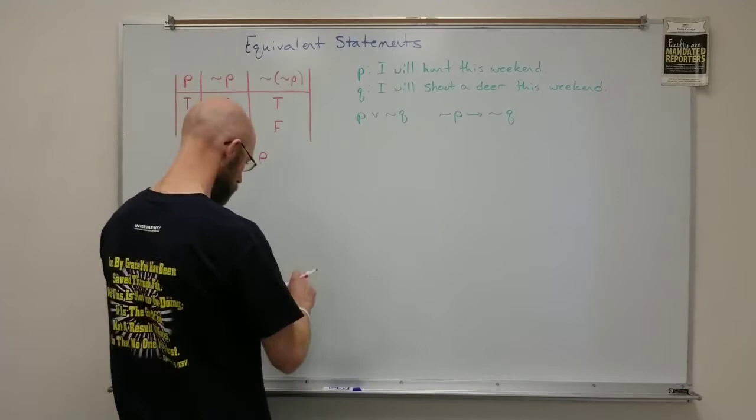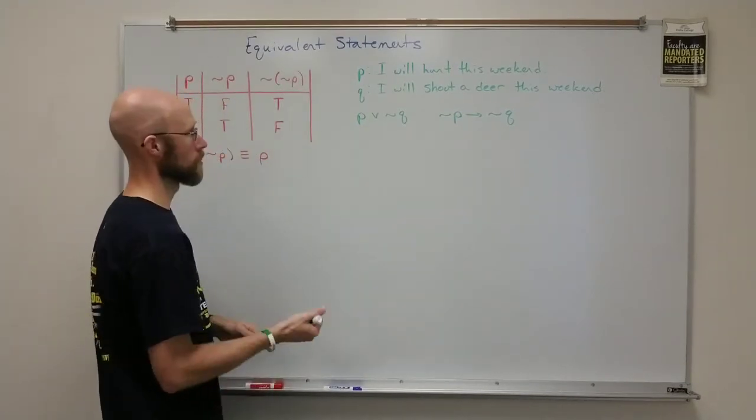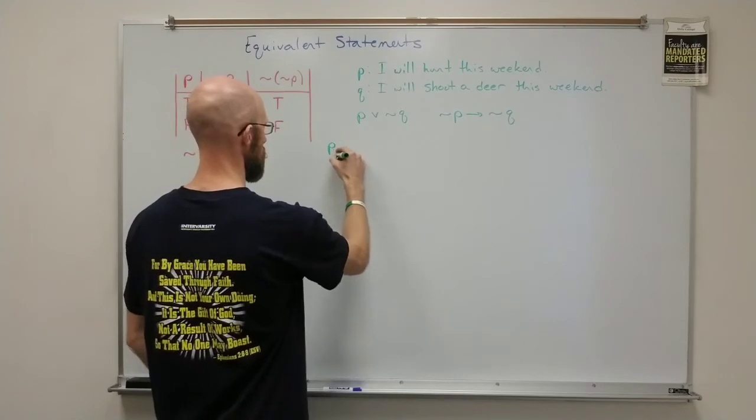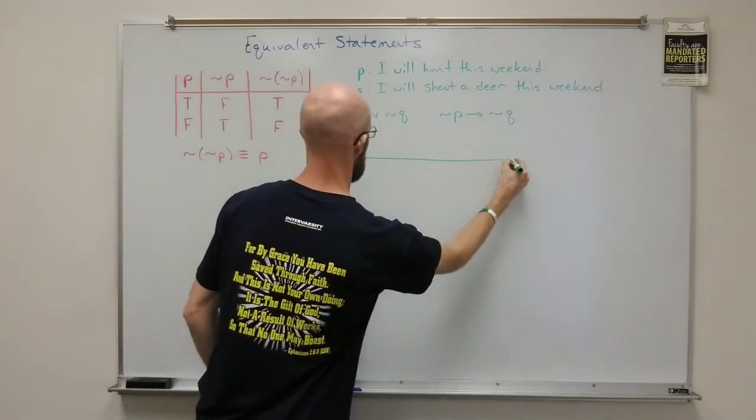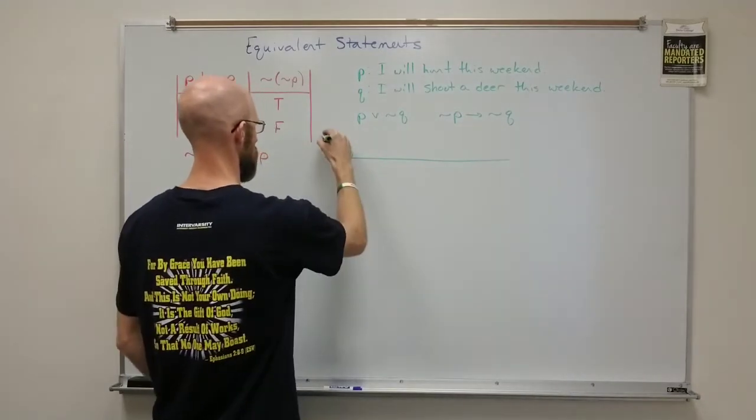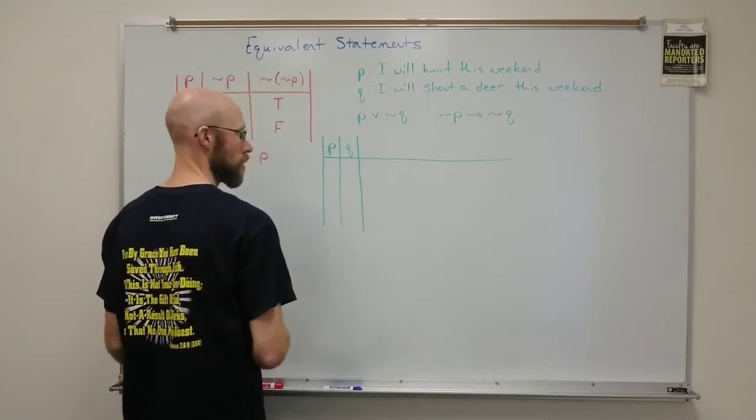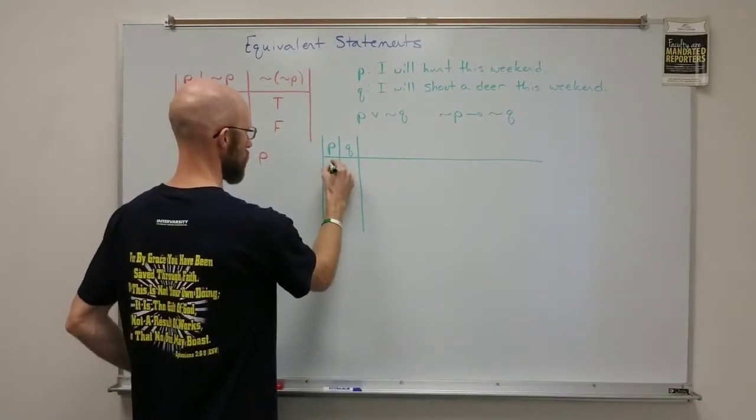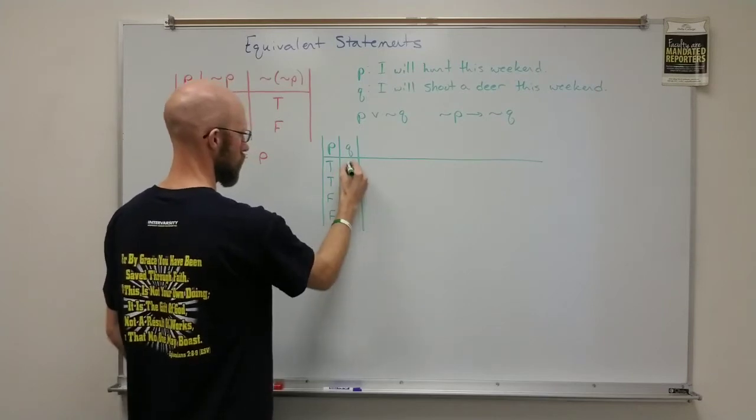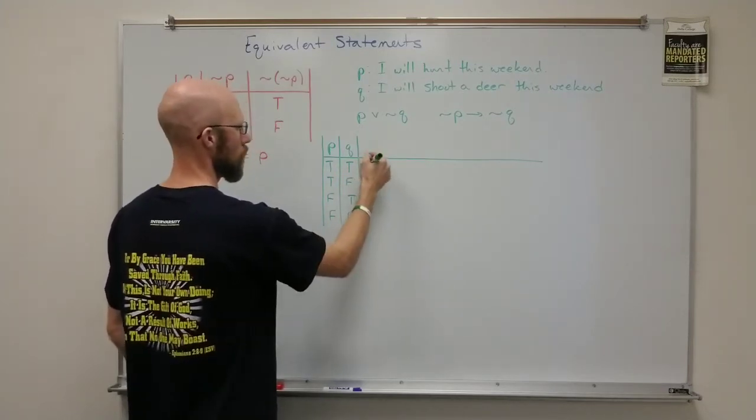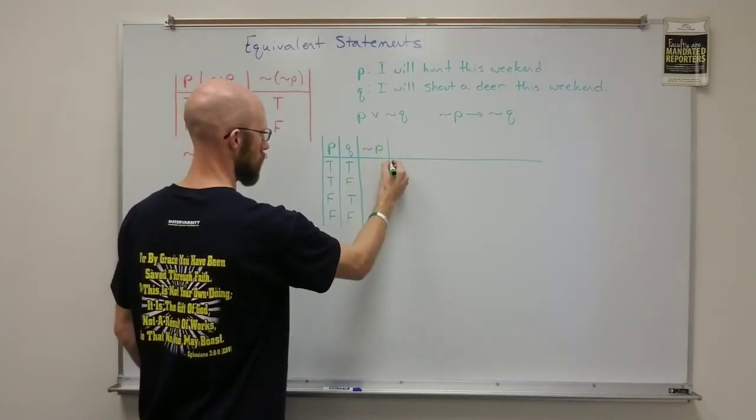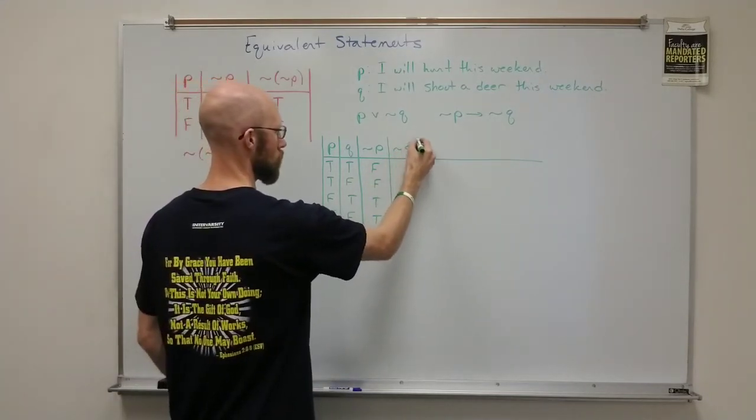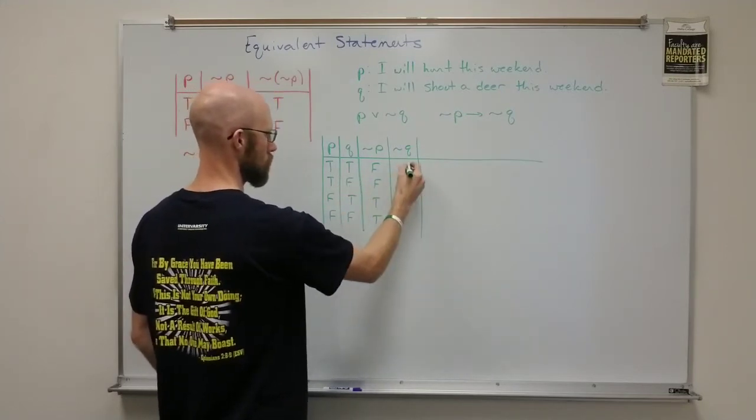So let's start off with, I want to switch colors here, a little color coordinating. We'll start out with P. And we have Q. Okay, so P is true, true, false, false. Q is true, false, true, false. I am going to need not P in here at some point. So let's go false, false, true, true. We're going to need not Q at some point. So let's do false, true, false, true.